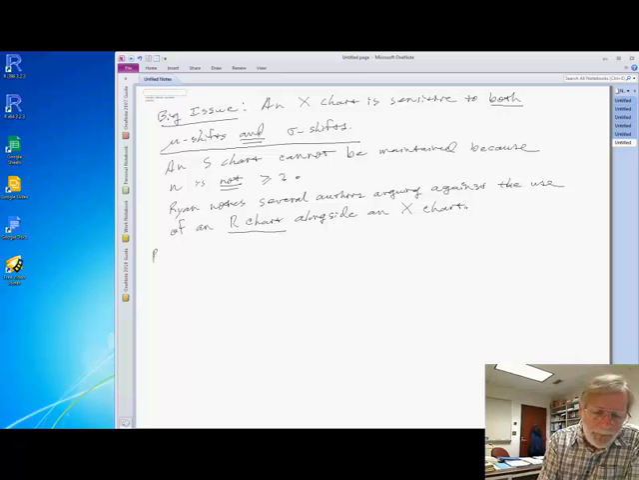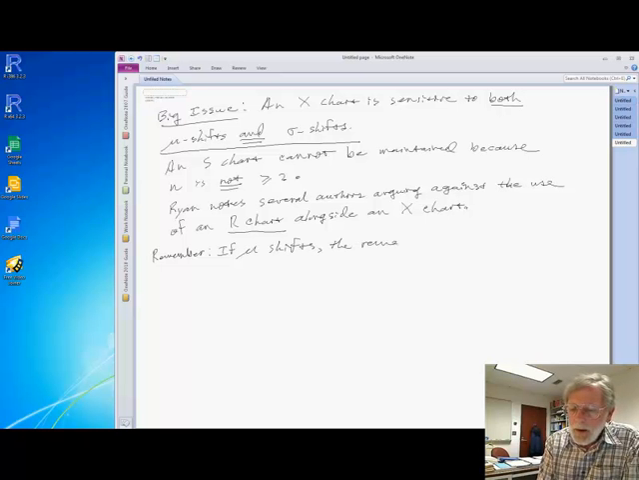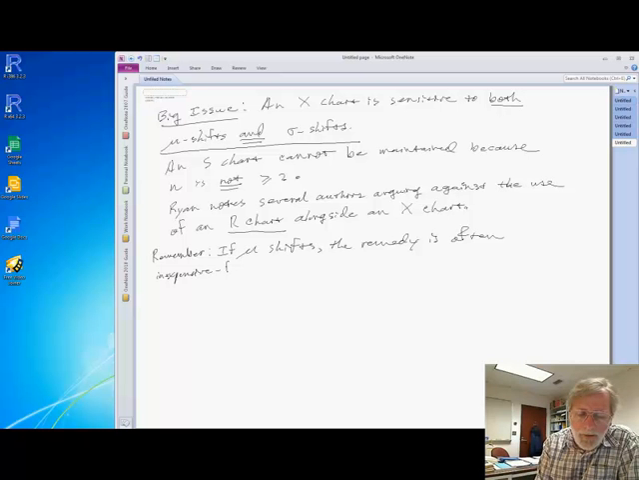So remember, if mu shifts, the remedy is often inexpensive, because actually most of the time something has gotten out of adjustment. Fix the out of adjustment condition.